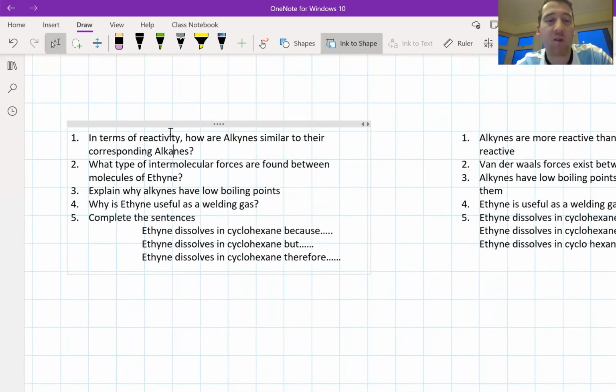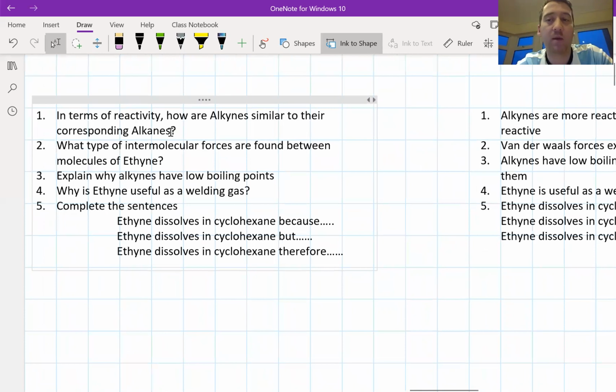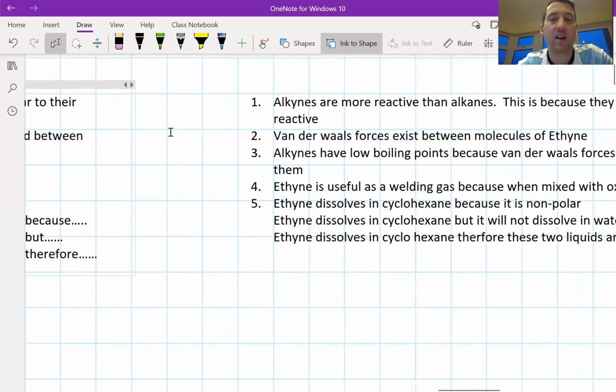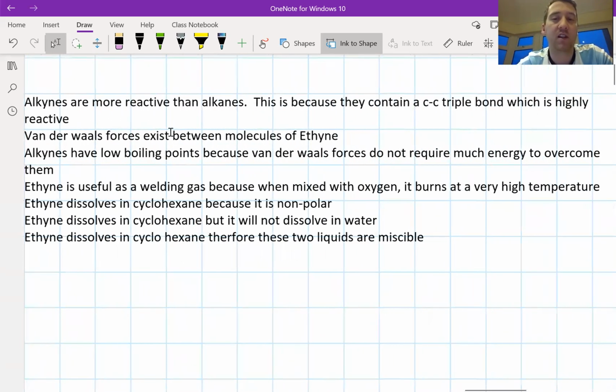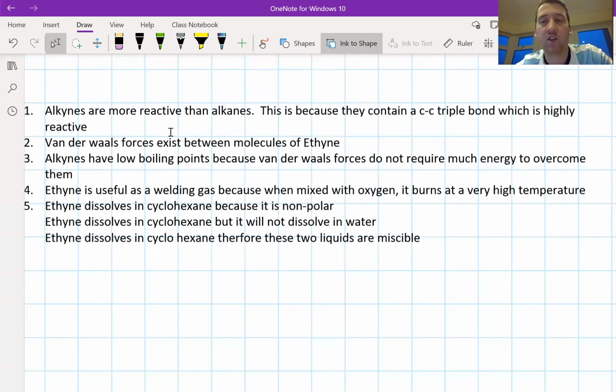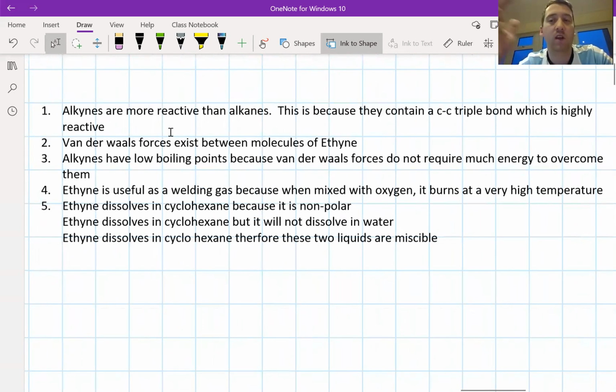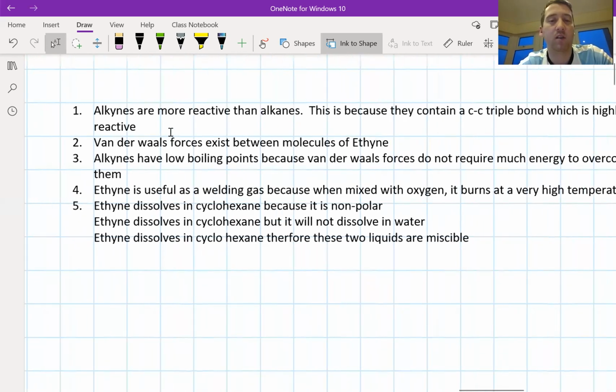Question 3, explain why alkynes have low boiling points. Alkynes have low boiling points because van der Waals forces do not require much energy to overcome them. They are very weak forces and they can be easily overcome by a small amount of energy. So even at lower temperatures, these can be boiled.